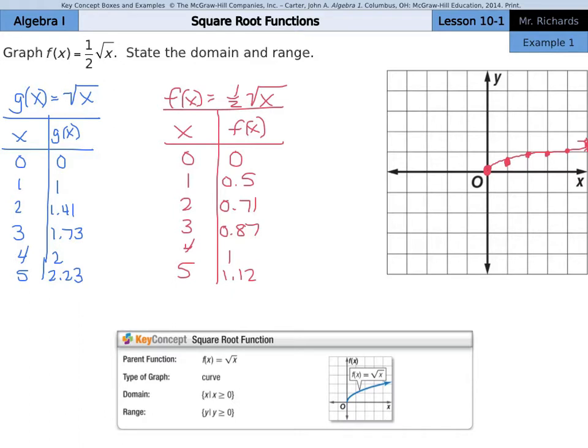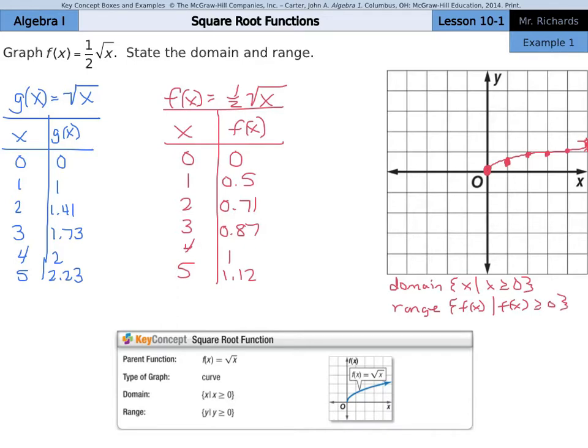Now, our domain. Our domain is going to be for x when x is greater than or equal to 0. And for our range, for our f of x here, this is going to be when the f of x, or also our y, is greater than or equal to 0 as well.